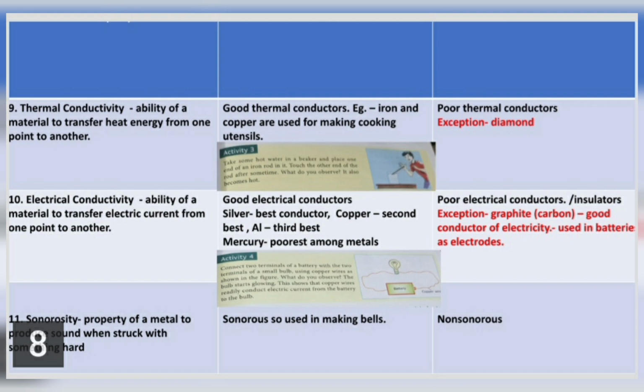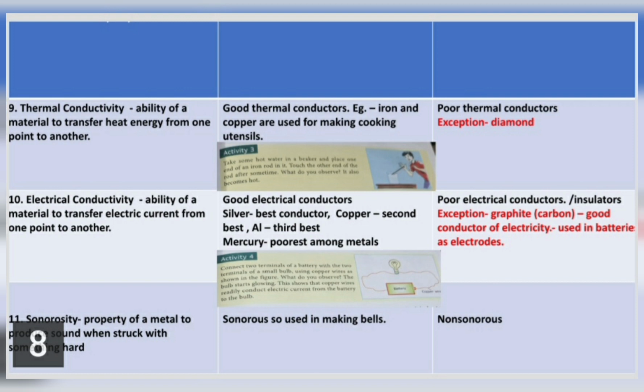There is an activity also: if you take hot water in a beaker and put an iron rod or any metallic rod into it for some time, and then touch it from the other end, we will find that the other end also gets heated up due to that hot water. This shows that all metals are good thermal conductors, whereas non-metals are poor thermal conductors, or they do not conduct thermal or heat energy from one point to another. Here also we have an exception, diamond, which is a good thermal conductor.